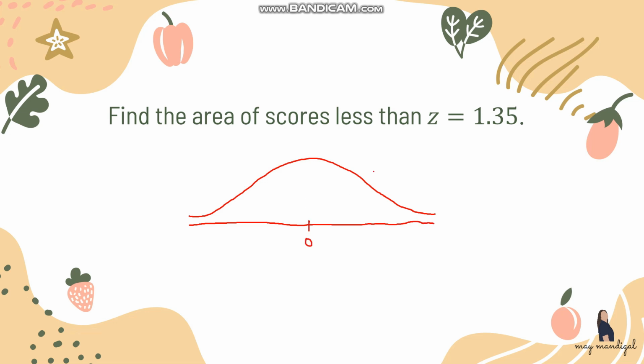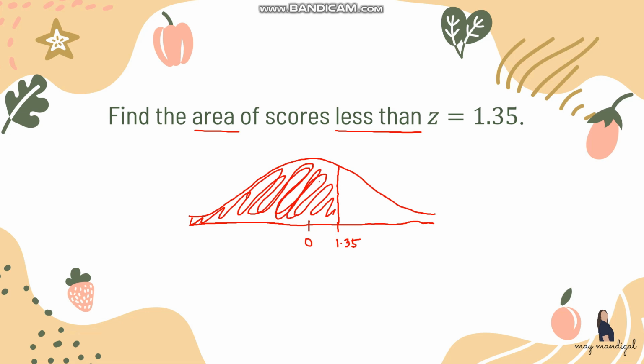So this is the mean, and then all you have to do is just to locate where 1.35 is. It doesn't need to be that accurate as long as you know if it's above the mean or below the mean. So here is 1.35, and then let's just write here the boundary. Now, what we want is the area of the scores less than the z-score, which is 1.35. So if it's less than the z-score, that means we are looking at this region, or the area to the left of our z-score.